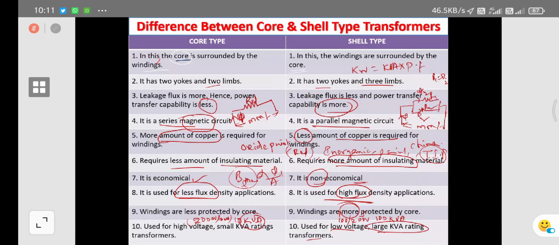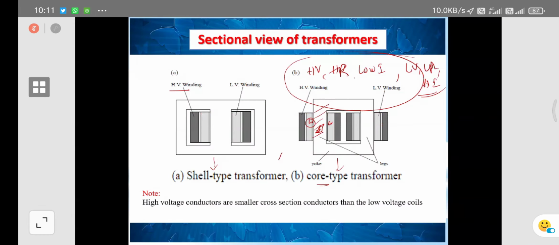The core type transformer has two yokes and two legs. The shell type has two yokes and three legs. The core type transformer is a series magnetic circuit, and the shell type transformer is a parallel magnetic circuit.